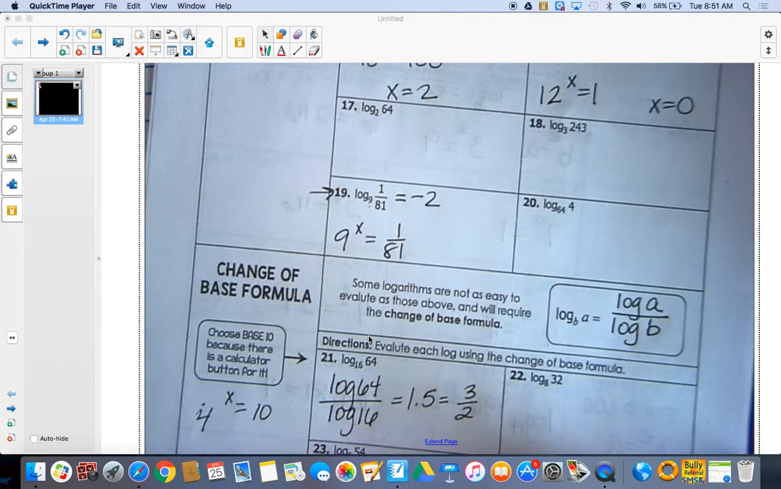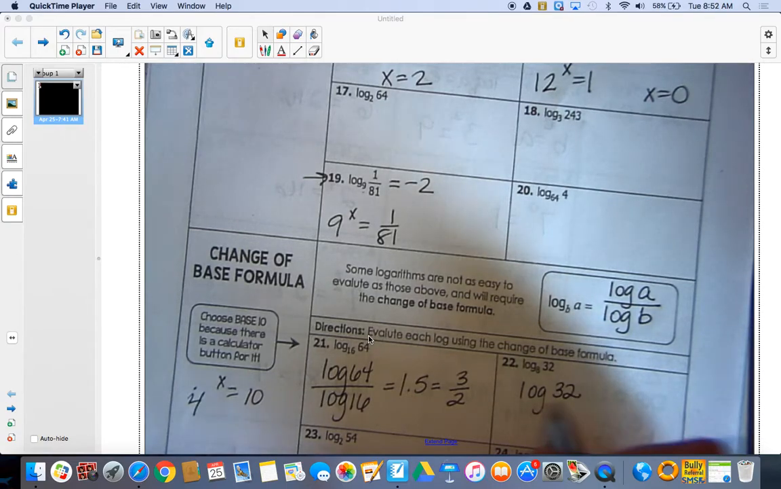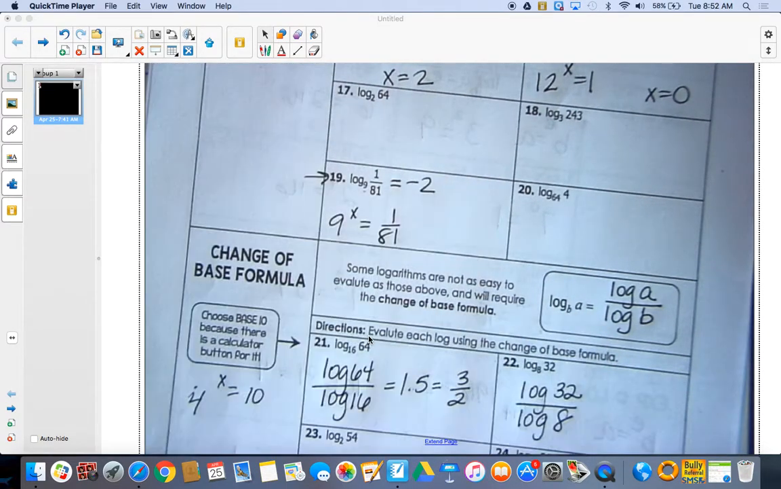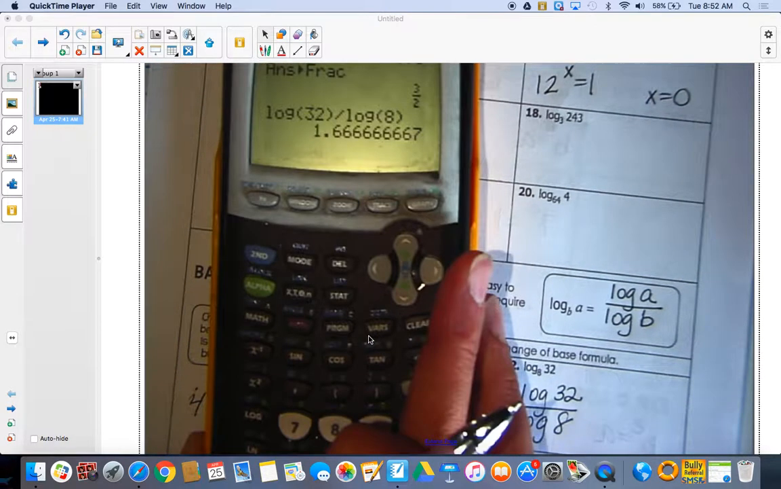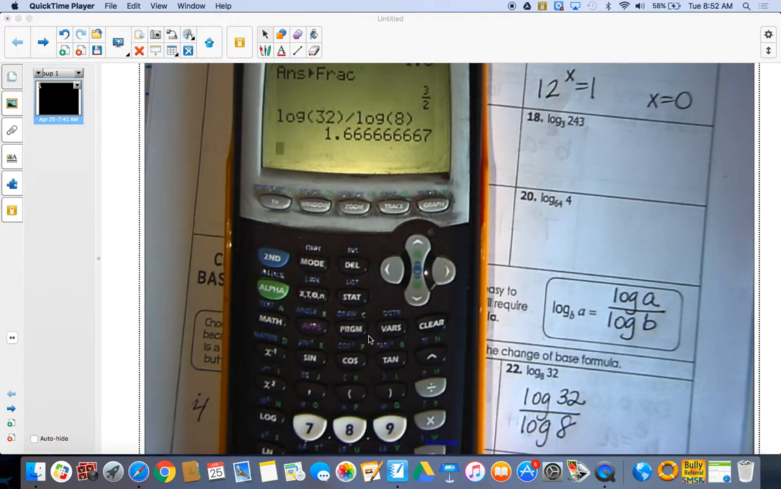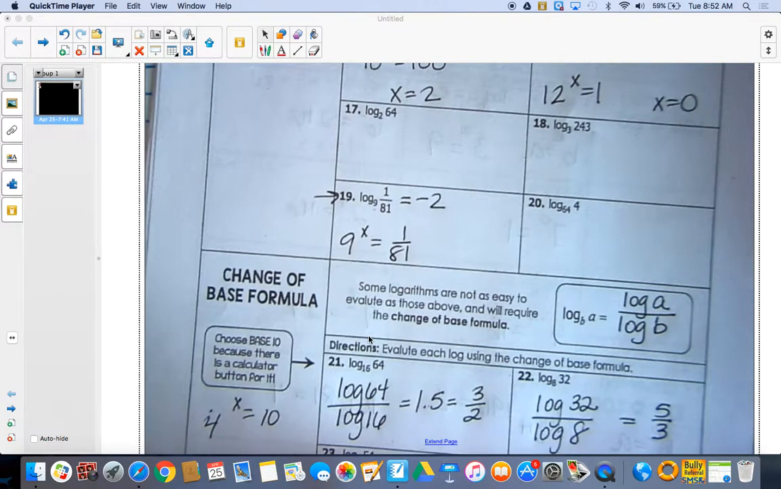Okay, so here's the next one, log base 8 of 32. So you will put log 32 over log 8. So go ahead and put that in your calculator. And you should get 1.6 repeating. Now, when a number repeats, it can be written as a fraction. So if you hit math, enter, enter, you will get 5/3. The thing is, if you round it, it's not going to give you an exact value.